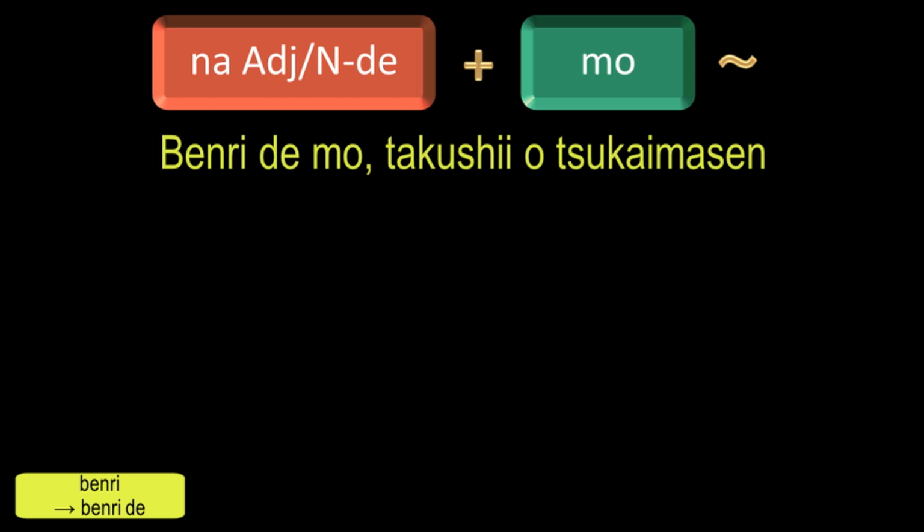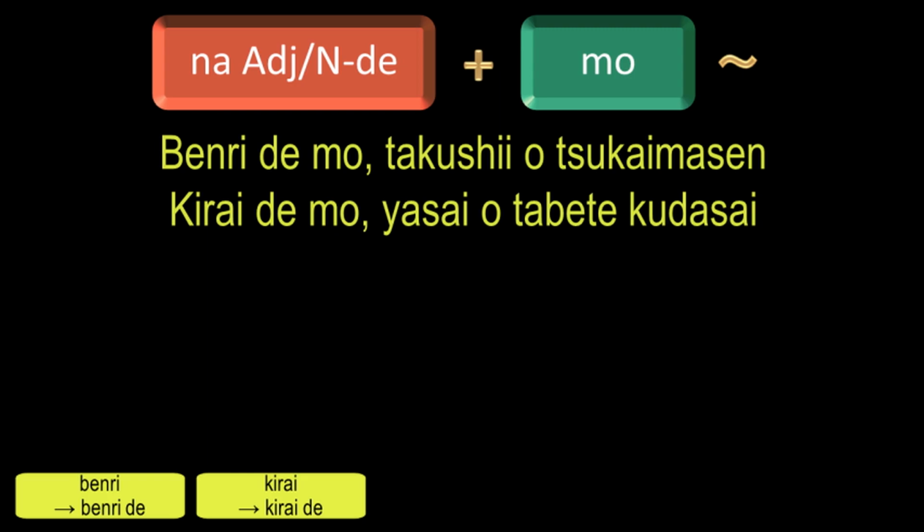Let me go to the next example. Kirai means dislike. By adding de and mo, we will get the expression kirai demo, which means even if you dislike. And to say even if you dislike, please eat vegetables. In Japanese, it will be Kirai demo yasai o tabete kudasai.